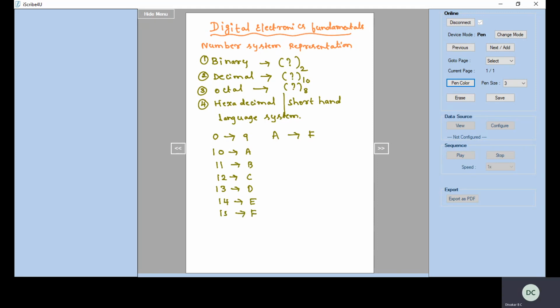This is an important number system since it is widely used in microprocessors, microcontrollers, and computers. As the name indicates, it is hex plus decimal, that is 6 plus 10, which is hexadecimal.